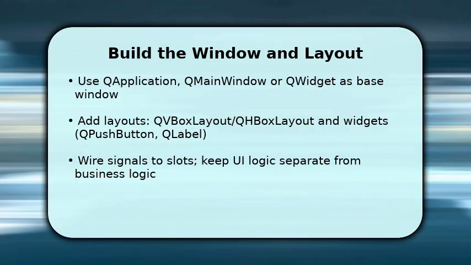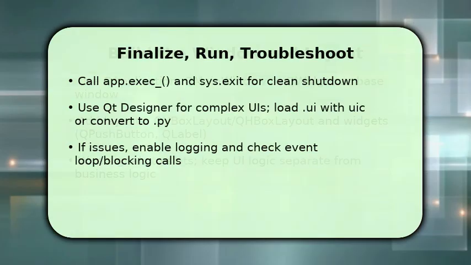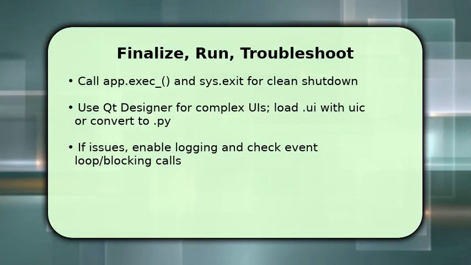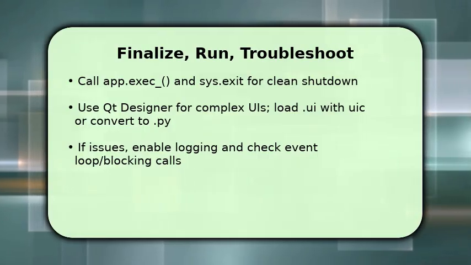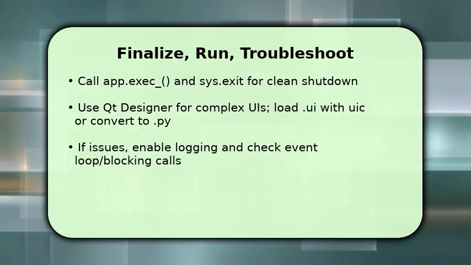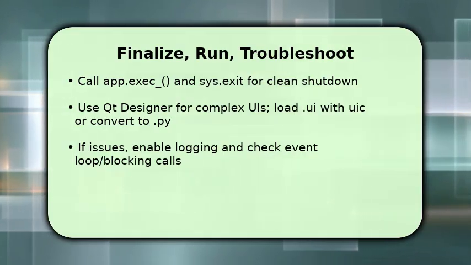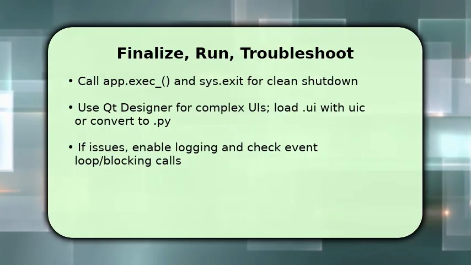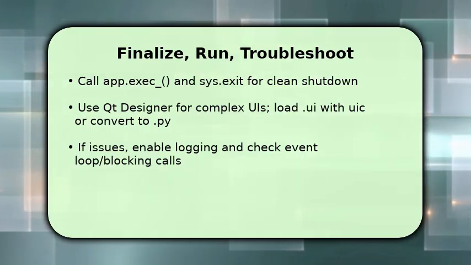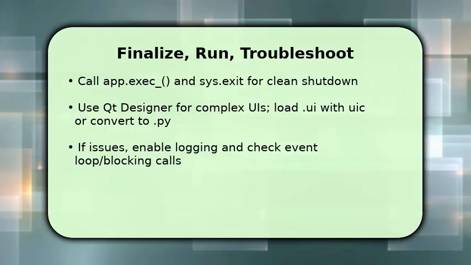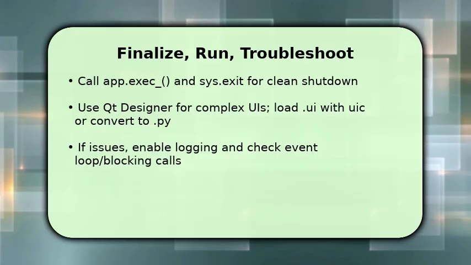You finish by instantiating your main window, showing it, and starting the event loop with app.exec, then exit cleanly via sys.exit. Once done, consider using Qt Designer for advanced layouts and load UI files dynamically or convert them to Python. Make sure to test interactions and responsiveness. Long-running tasks must move to threads or asyncio to avoid blocking the GUI. If things go wrong, enable logging, inspect tracebacks, and check for blocked event loop calls as the primary troubleshooting step.